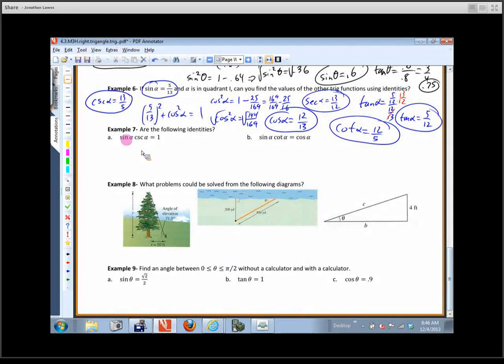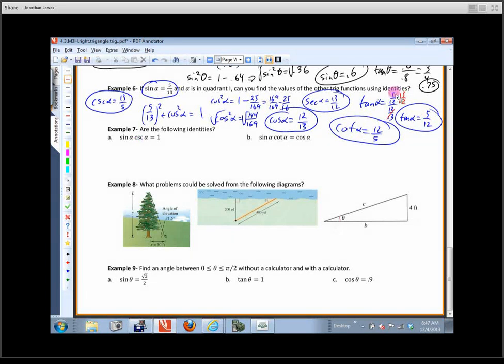All right. So let's take a look at example number 7, and then we'll just do as many of these as we can before we leave, and we'll pick it up tomorrow. Okay? So are the following identities? Now remember, what's an identity again? A true equation. So is this a true equation? Yeah. Sure.